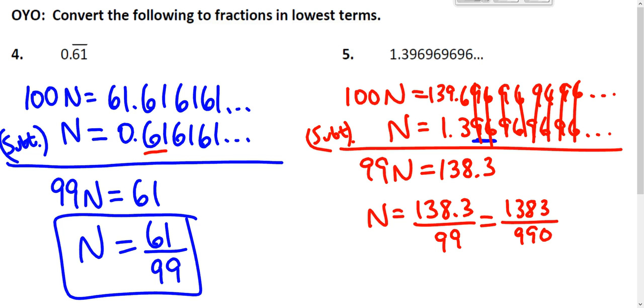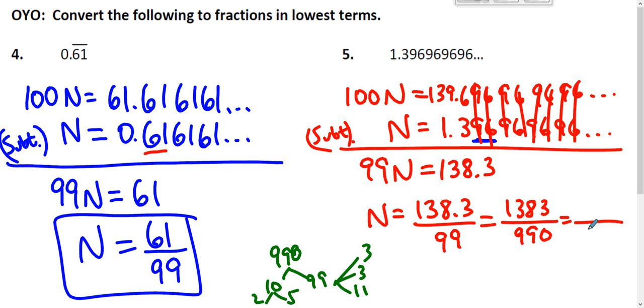Well, let's see. 990 is 10 times 99. 99 is 3, 3, and 11. 10 is 2 and 5. 2 definitely doesn't go in here. 5 definitely doesn't go in here. 11 definitely doesn't go in here. Does 3? 3 goes in. 9, yeah, 3 goes in, but not 9.